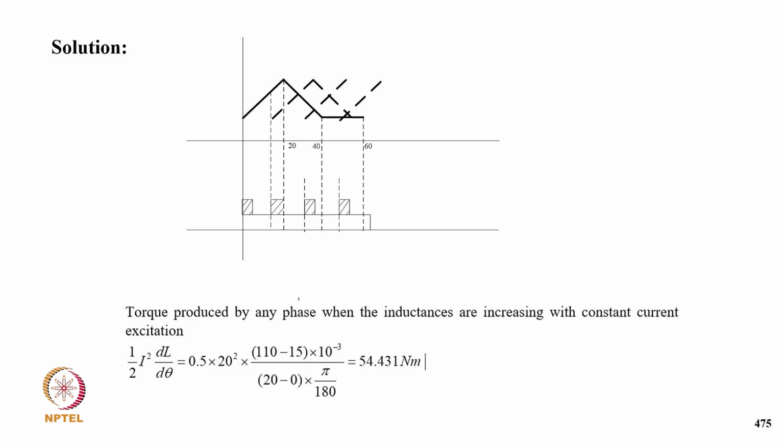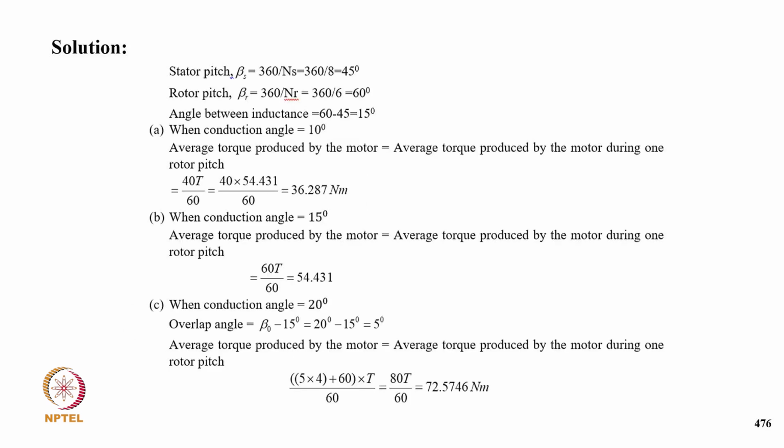So the torque produced in any phase when the inductance is increasing, at constant current, is half I squared dL upon d theta. Putting the value, it comes 54.431 Newton meter. And now the stator pole pitch is P_S equal to 45 degree, the rotor pole pitch is 60 degree, and the angle between the inductance is 60 minus 45, that is 15 degree. So when conduction is 10 degree, the average torque produced by the motor equals the average torque over one pole pitch, that is 40 T upon 60, that comes 36.287.